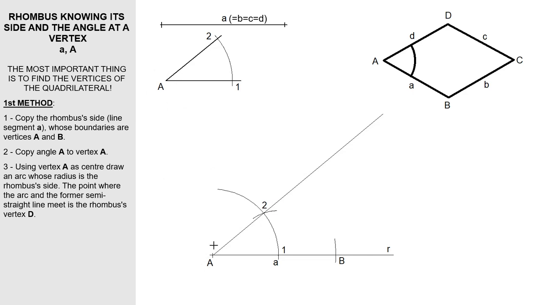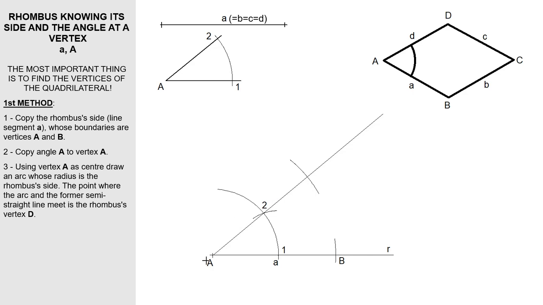Vertex D also has to be the side's length to vertex A, so using point A as center and the side's length as radius, we draw an arc, because vertex D has to be on that arc, so it is this distance to vertex A when we join it to the vertex.